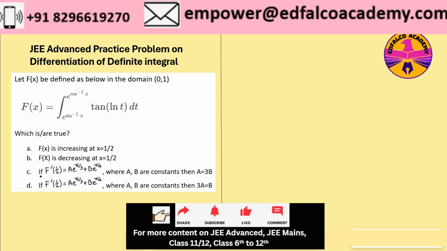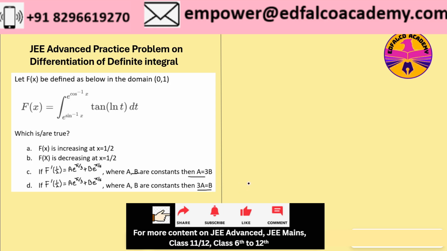And then it is asking if f dash at half is equal to a to the power pi by 3 plus b to the power pi by 6, where a and b are constants, then a is equal to 3b. Or the last option is if f dash of half is a to the power pi by 3 plus b to the power pi by 6, where a and b are constants, then 3a is equal to b. So basically it's asking whether the function is increasing or decreasing at x equal to half, and also, if I am expressing the value of f dash x in this format, whether a becomes equal to 3b or 3a becomes equal to b.